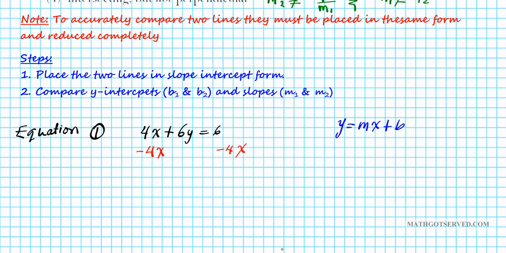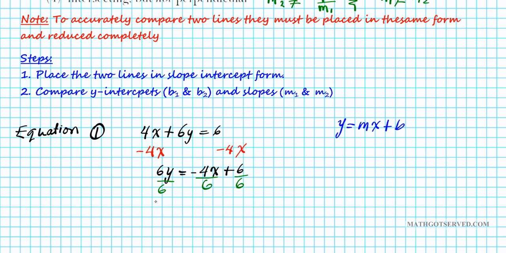That yields 6y equals negative 4x plus 6. And then we can divide both sides of the equation by 6 to get y isolated. Okay, so divide by 6, divide by 6, divide by 6. All right, so what is our slope-intercept form?